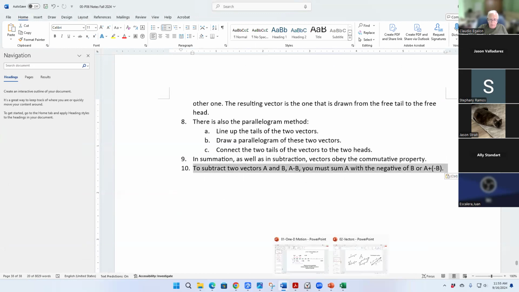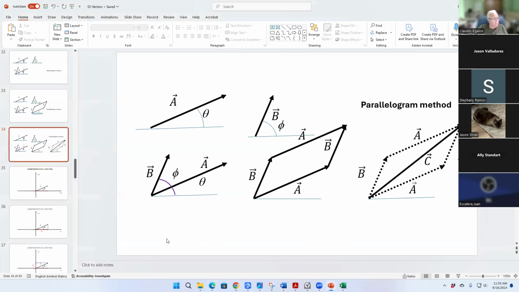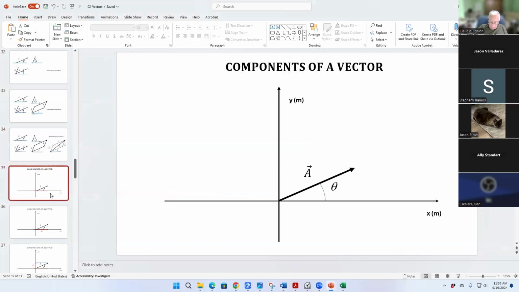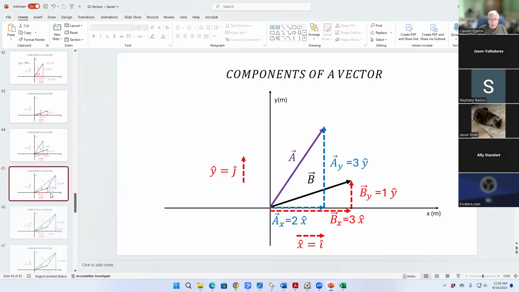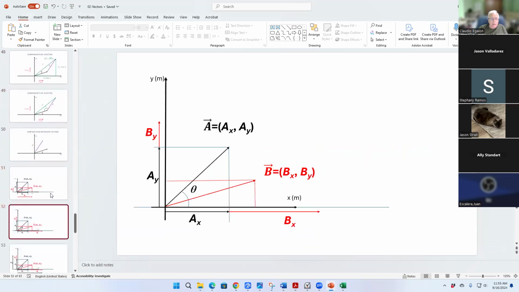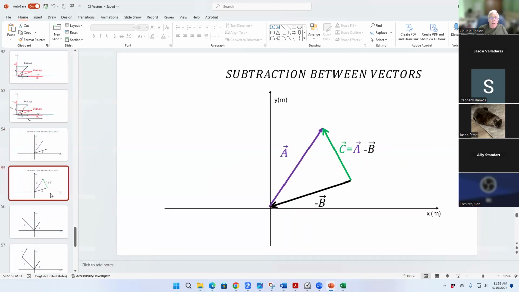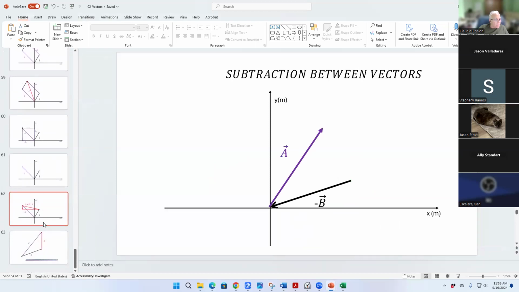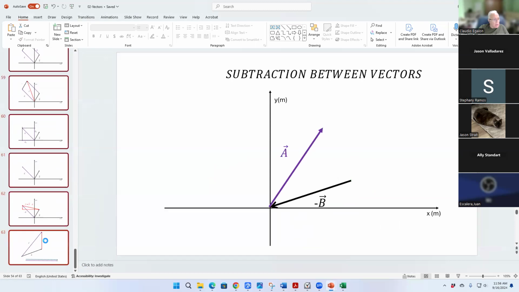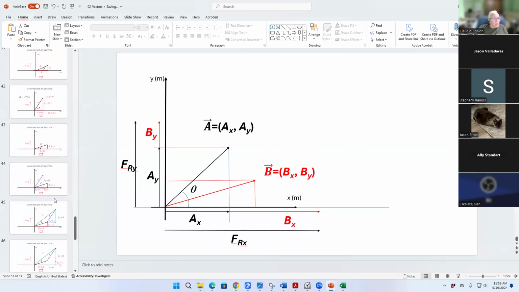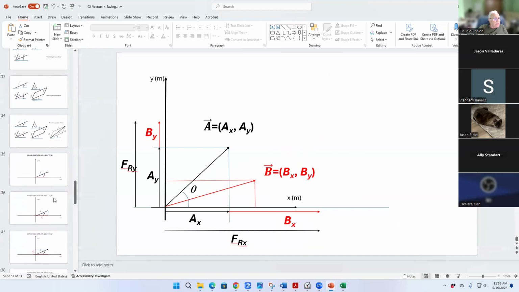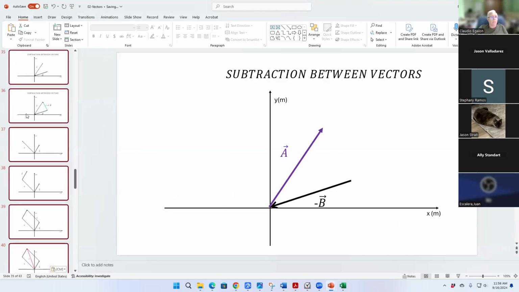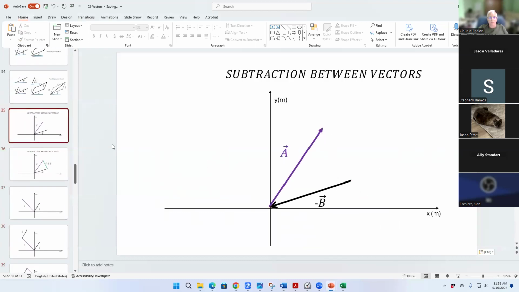subtract two vectors. Let's take a look at how we subtract vectors here. Let me see if I have an example of subtraction between vectors. Okay. Subtraction between vectors. This is supposed to be elsewhere. This one is supposed to be right in here. Here you go. Subtraction between vectors.